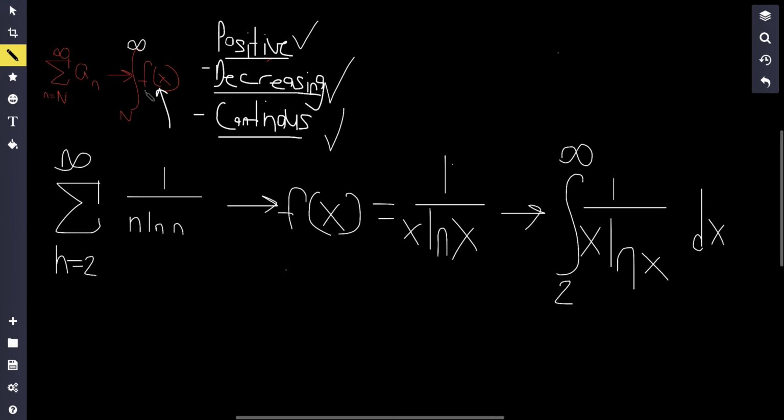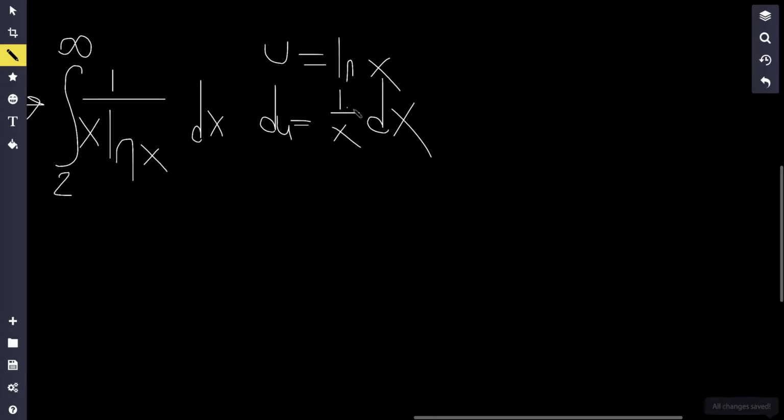All right, let's see how we integrate this. I see ln x. I know the derivative of ln x is 1 over x. So it looks like a u substitution scenario. I'm going to let my u value be equal to ln of x. If I differentiate this, du is going to be equal to 1 over x dx, right? And if I multiply both sides by x, I get x du is equal to dx.